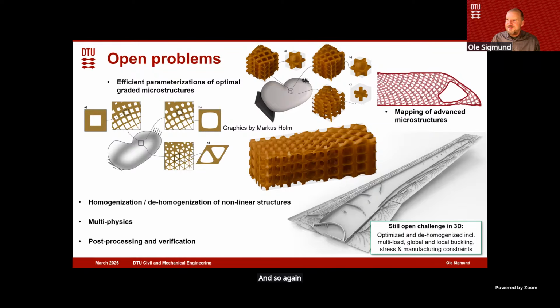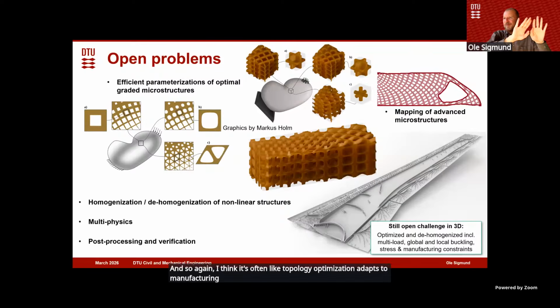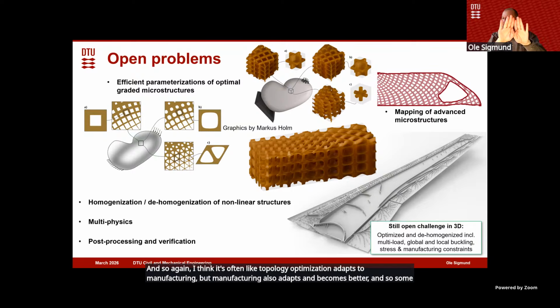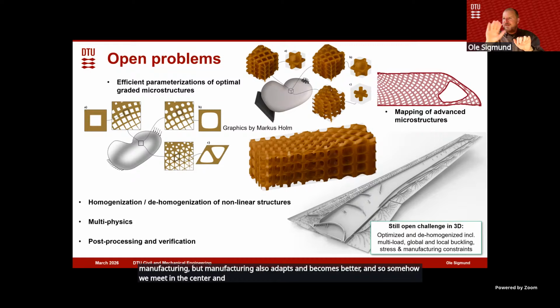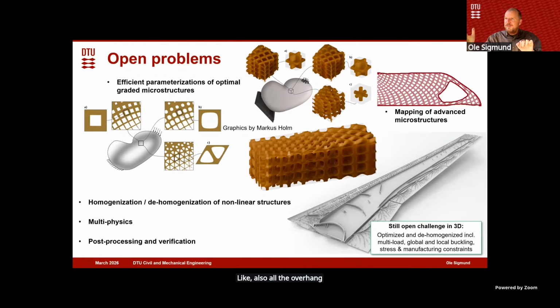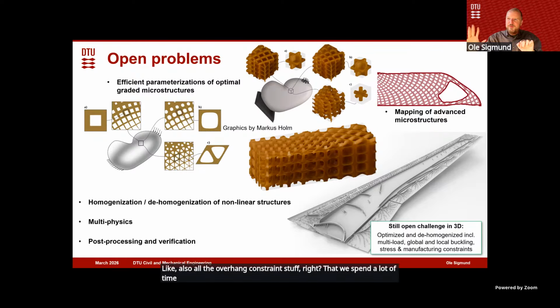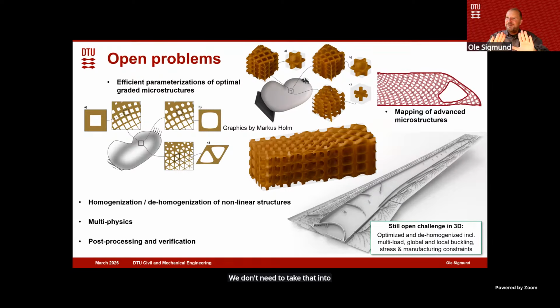And so again, I think topology optimization adapts to manufacturing, but manufacturing also adapts and becomes better. And so somehow we meet in the center, and possibly some of the activities we did in the beginning, like all the overhang constraint work, right? There we spent a lot of time on that in topology optimization because the 3D printers could not handle overhangs. But then I think with time, they're getting better and better at avoiding problems with overhangs. And then we don't need to take that into account in optimization.